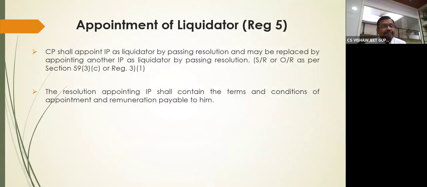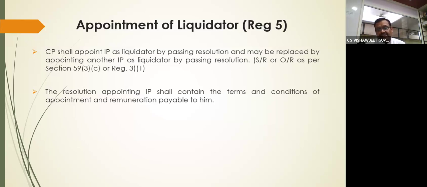Now, appointment of liquidators. Regulation 5 says the CP shall appoint an insolvency professional as liquidator by passing the resolution, and he may be replaced by appointing another IP as liquidator by passing the resolution. SR means special resolution, ordinary resolution, as per Section 59(3)(c), which we have discussed earlier. So only an IP can be appointed as the liquidator by passing the resolution, and that liquidator may be replaced by appointing another IP.